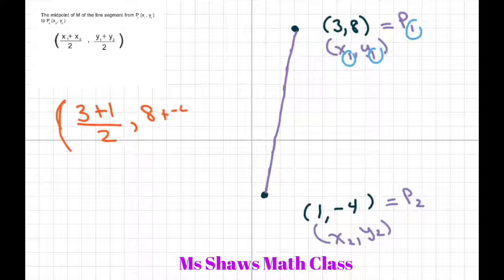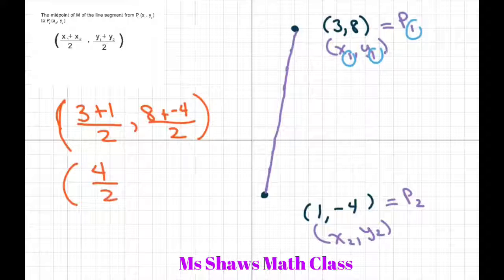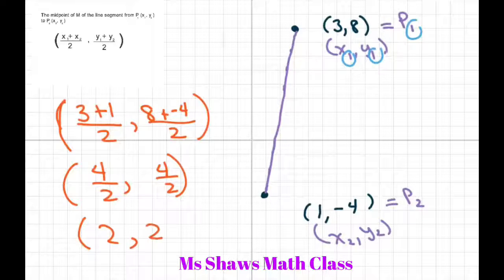All right, so for our y, we have 8 + -4, divided by 2. So simplifying, we get 4 divided by 2 and 4 divided by 2 again. So simplifying again, we get (2, 2).